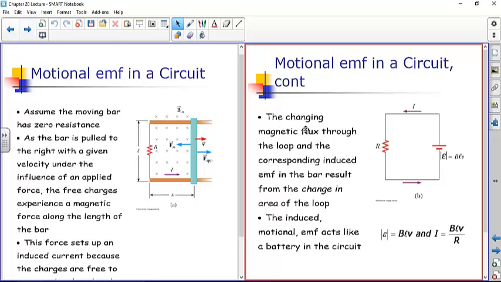Now, let's read it. The changing magnetic flux through the loop and the corresponding induced EMF in the bar result from a change in the area of the loop. Okay, so we're increasing the area of the loop. The induced motional EMF acts like a battery in the circuit. So what they're doing is replacing this bar, which acts like a battery, with a battery, just to think about what's going on here.